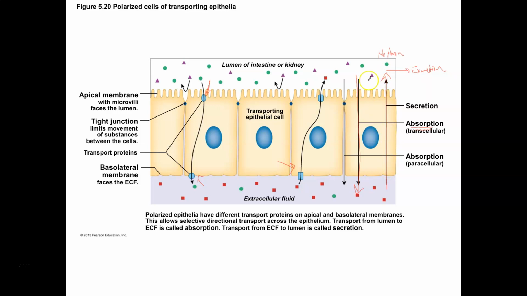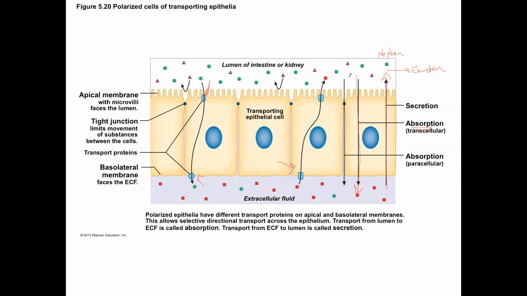Transcellular means to move across the cell. So these black lines represent transcellular, right, moving across the cell. Paracellular means to move between the cells. So there's different terminology that we oftentimes run into when we're trying to describe different types of movement across the cells.